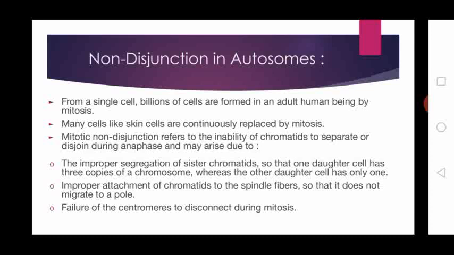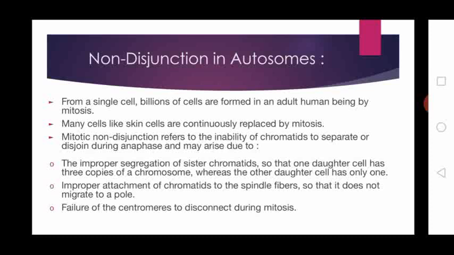Mitotic non-disjunction refers to the inability of chromatids to separate or disjoin during anaphase. So mitotic non-disjunction can be defined as the inability of chromatids to separate or disjoin during anaphase. Normally chromosomes should be moving to opposite poles, breaking at the centromere part. So that segregation is not proper in mitotic non-disjunction.